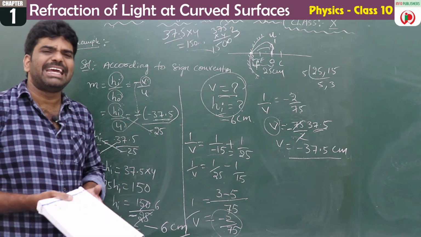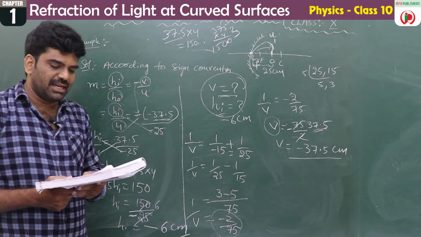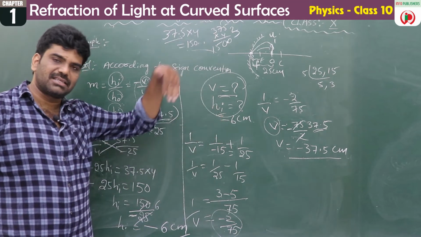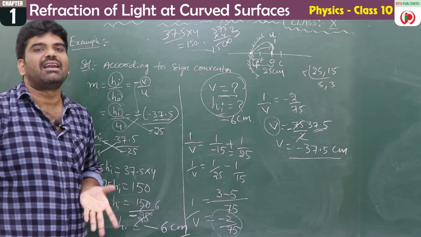So what is the nature of the image? The question is the nature of the image. The nature of the image is inverted. Why? Because we got the height of the image as negative. Negative means below the axis, so it is inverted.